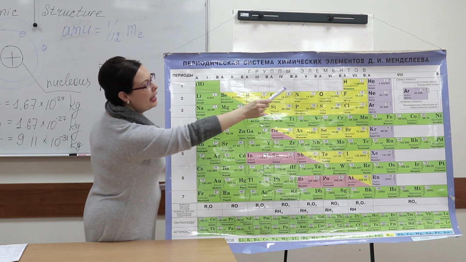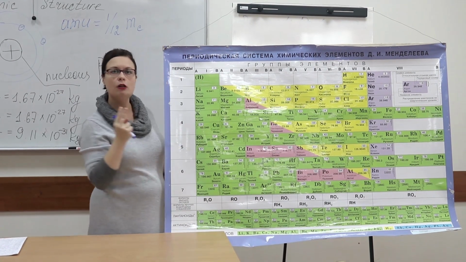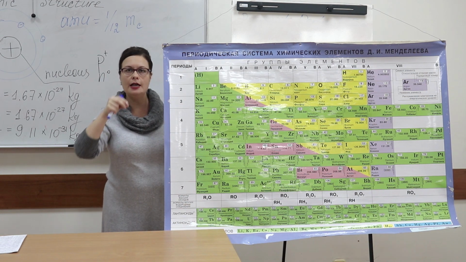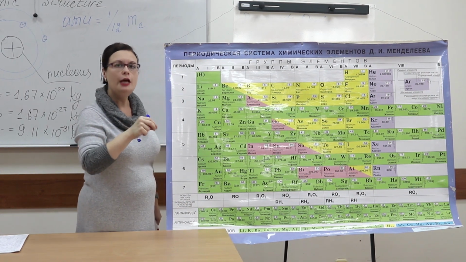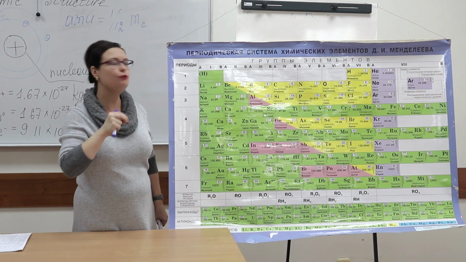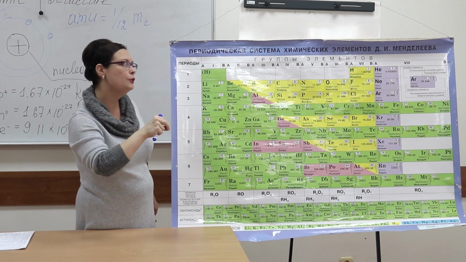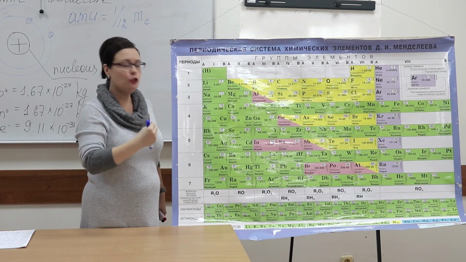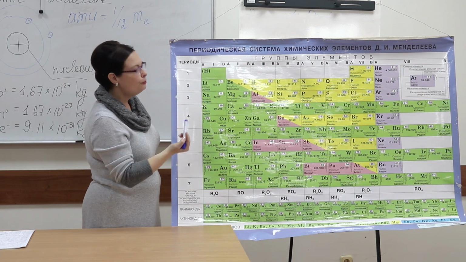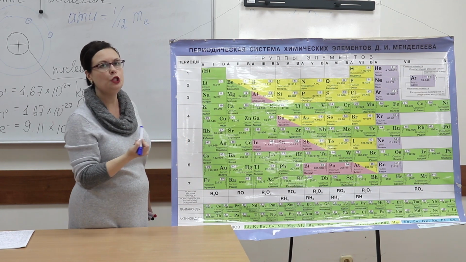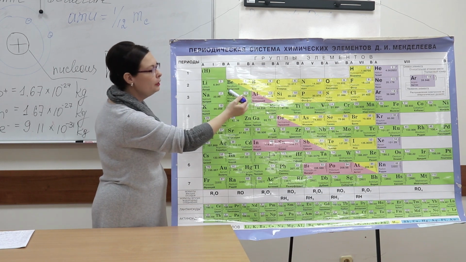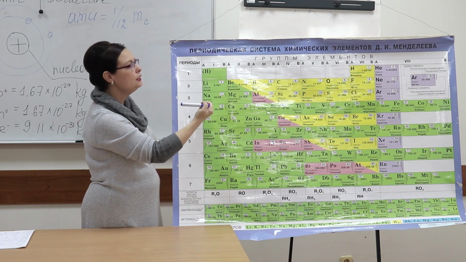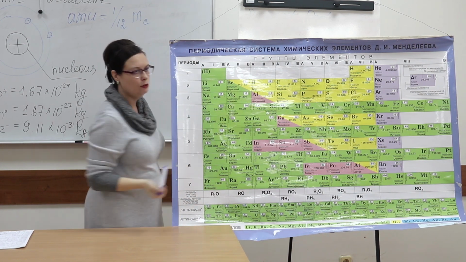The next element, helium, has already 2 protons, and its nucleus has charge +2. So we can say that the number of protons in the nucleus shows the identity of this element. If we have an atom with 5 protons, we can be absolutely sure that it is boron, but not beryllium or carbon, because beryllium has 4 protons in its nucleus and carbon has 6.